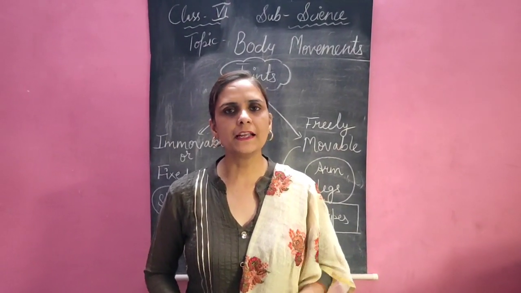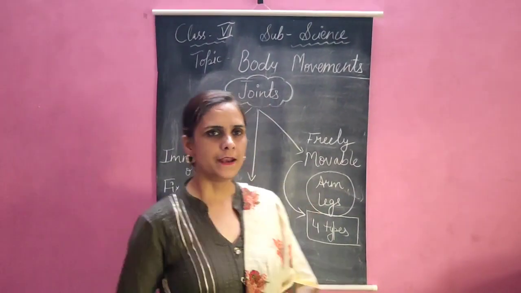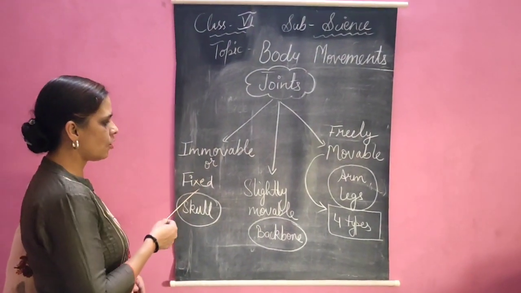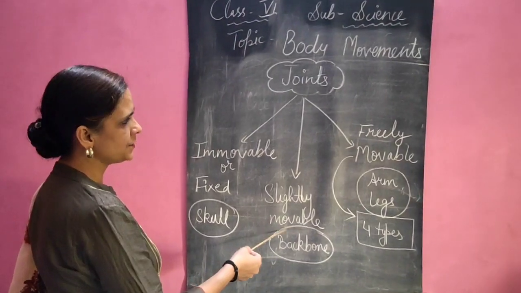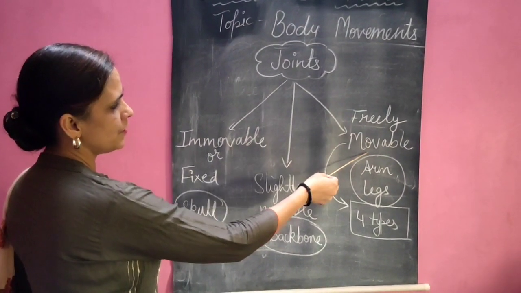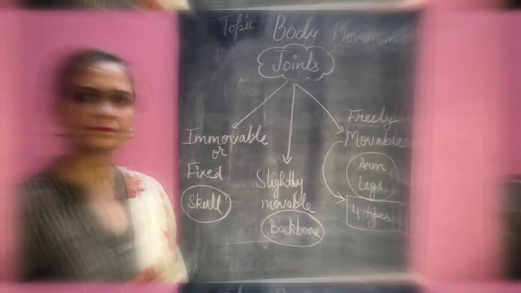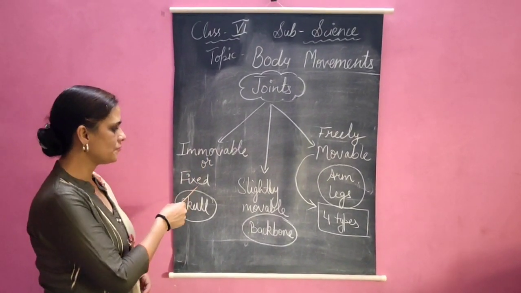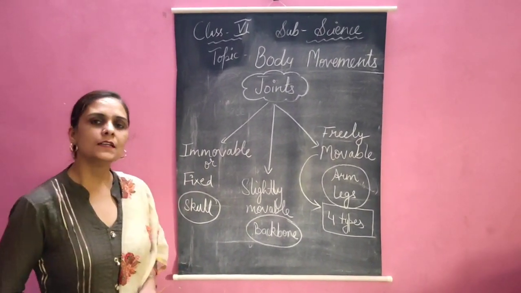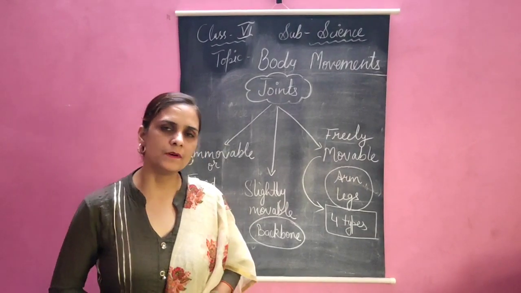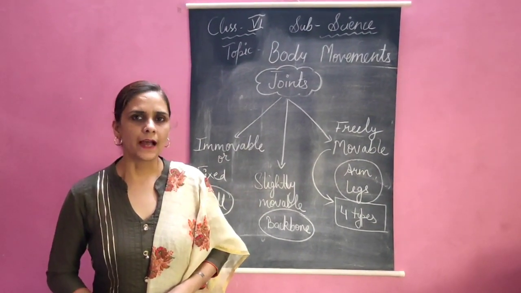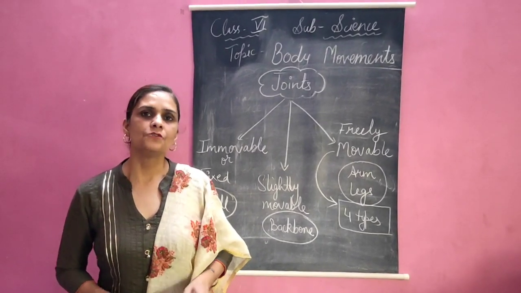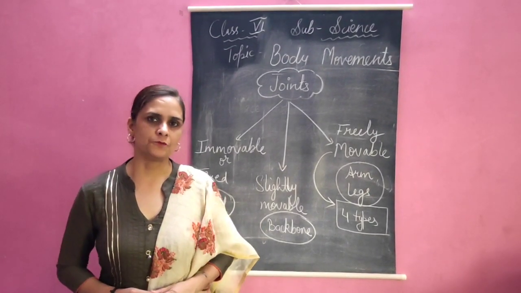Joints are classified into three different types. Number 1, immovable or fixed joint. Number 2, slightly movable joint. Number 3, freely movable joint. Immovable or fixed joint. Children, the example of this immovable or fixed joint is the skull. It means that it is the part of our skeleton which is not showing any kind of movement.